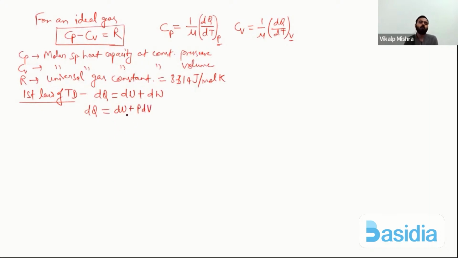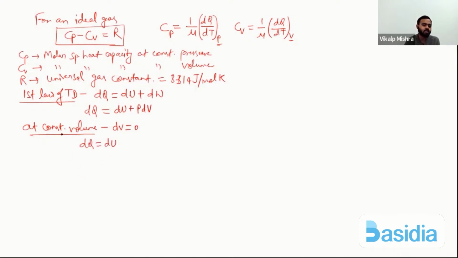Now, first we will see at constant volume. At constant volume, we know dV equals 0. So we can put this term as 0, because the change in volume is 0, so the work done will also become 0. Put dV equal to 0 here, and this term will become 0. So we can write dQ equal to dU.